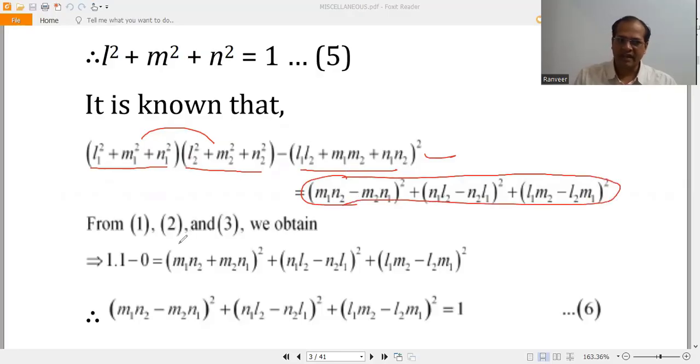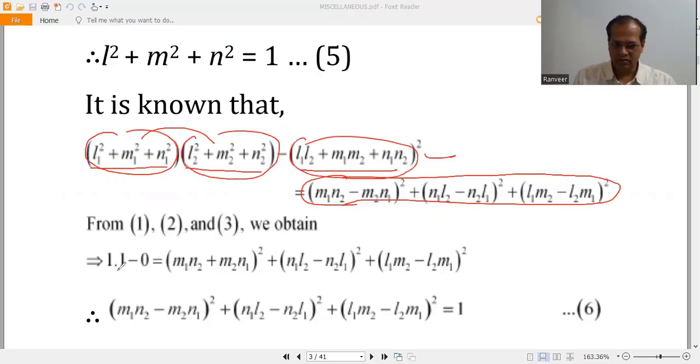So from the first, second, and third equation, this value is 1, this value is 1, and this value is 0. So we just have to substitute the value here, and if we calculate, this total value is equal to 1.